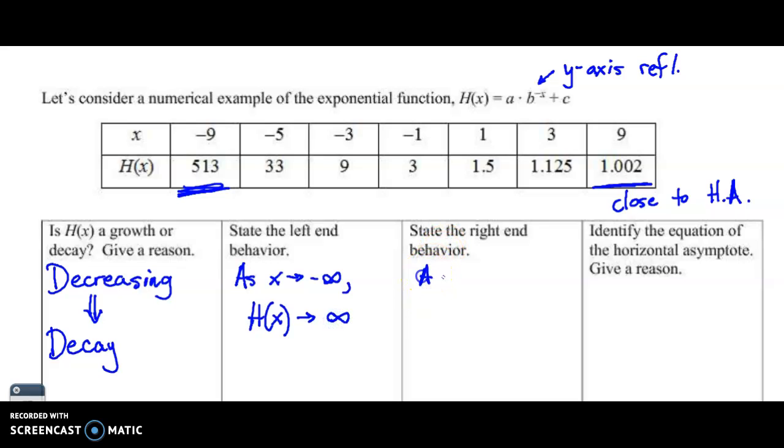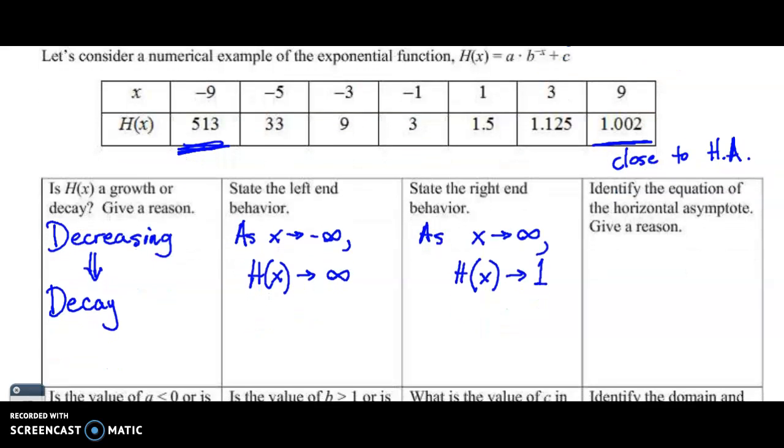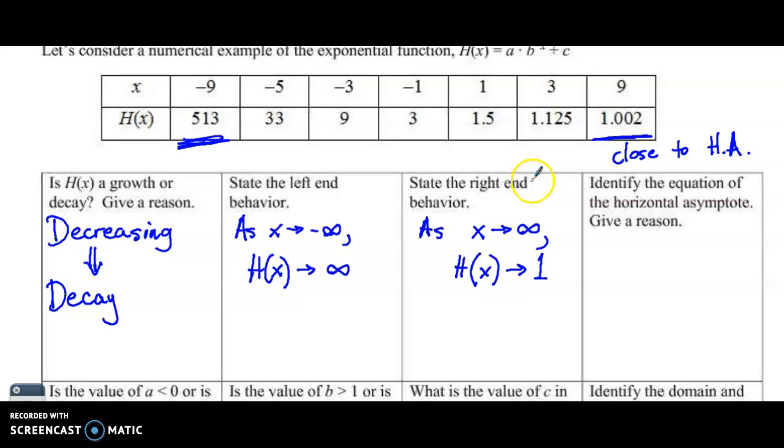What about as x goes to the right? As x goes to positive infinity, this time I'm going to commit to that number being the horizontal asymptote. We're getting closer and closer to a horizontal asymptote of 1. So because of that, so this is influencing my horizontal asymptote, we can say that the horizontal asymptote will be y equals 1. And as far as the reason for this, I would just go back to the end behavior.